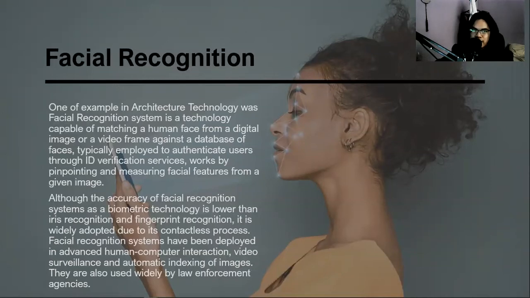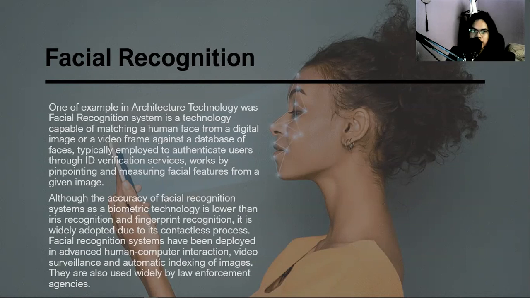What is facial recognition? One example in architectural technology is the facial recognition system. A facial recognition system is a technology capable of matching a human face from a digital image or a video frame against a database of faces, typically employed to authenticate users through ID verification services. It works by pinpointing and measuring facial features from a given image.